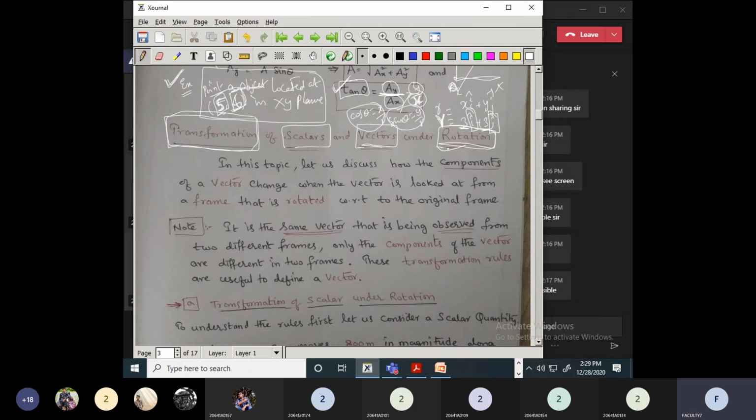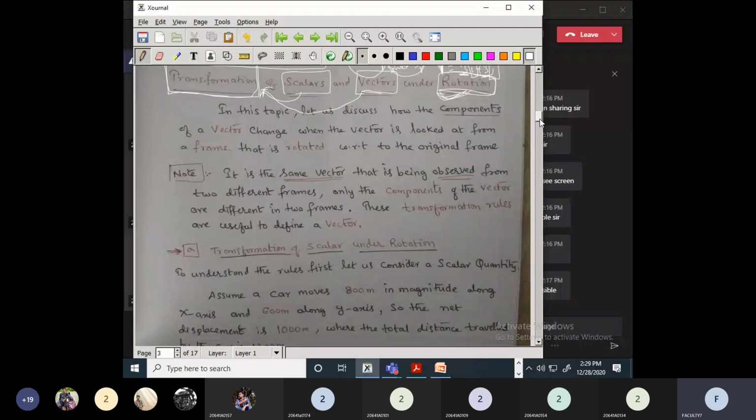If you rotate things, how are the scalars going to be transformed, whether they are going to be transformed or not? Is there any change or not? Similarly, are vectors going to be transformed or not? That we are going to verify here. The first part we are going to deal with is the scalar, where we are going to verify the scalar.